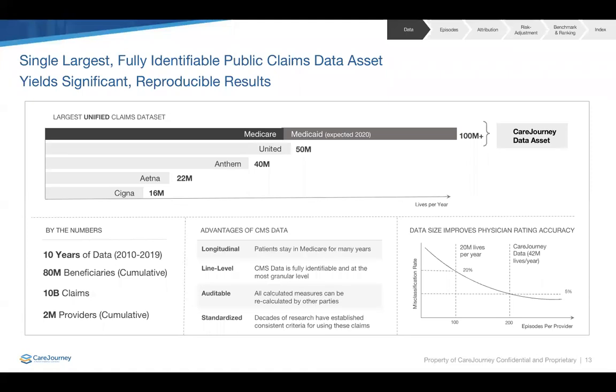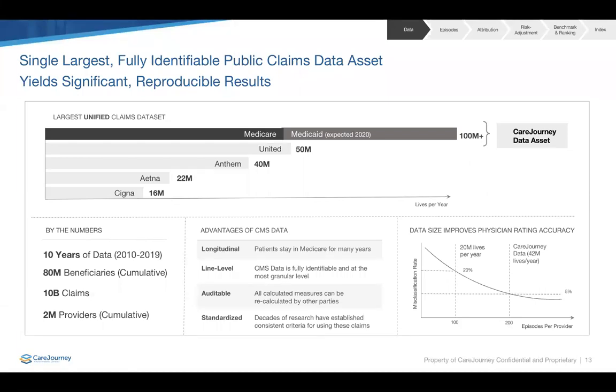Today, in CareJourney's hands, we have over 10 years of fee-for-service history and 1 year of MA encounters. That is a cumulative summary of around 80 million beneficiaries, over 10 billion claims, and content on over 2 million providers, again cumulative over the years. One of the clear advantages of CMS is that the data is linked longitudinally.